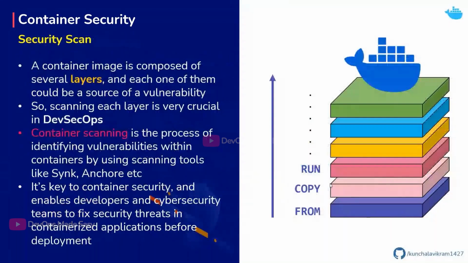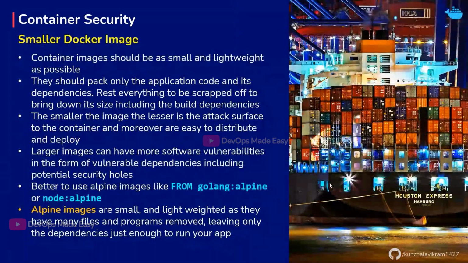So the first thing is container scanning, which we do. The next thing is smaller Docker images. So why are smaller Docker images needed? A container image should be as small and light as possible.